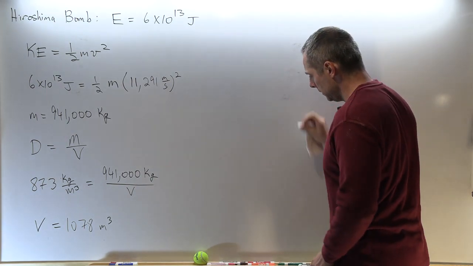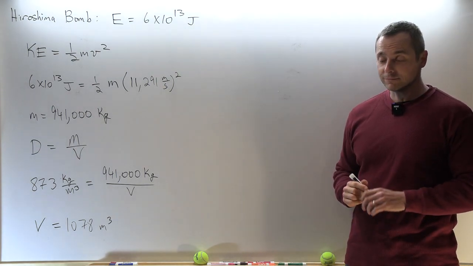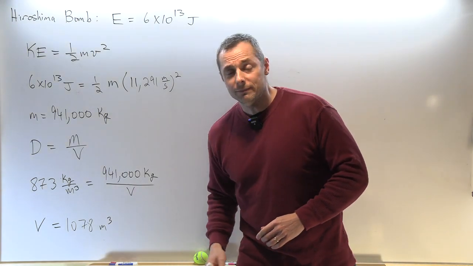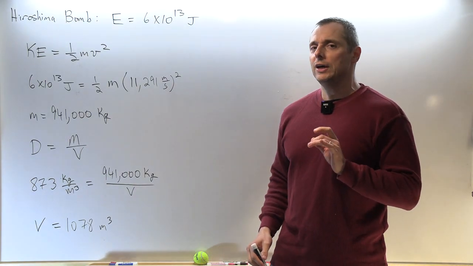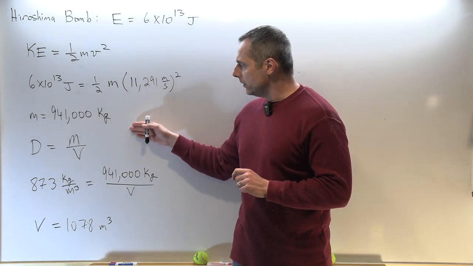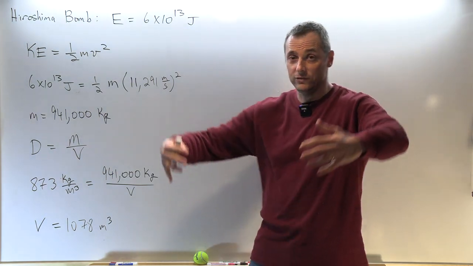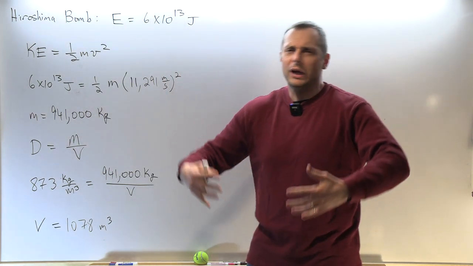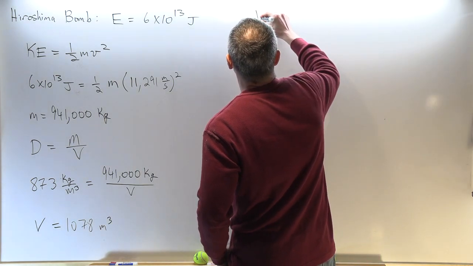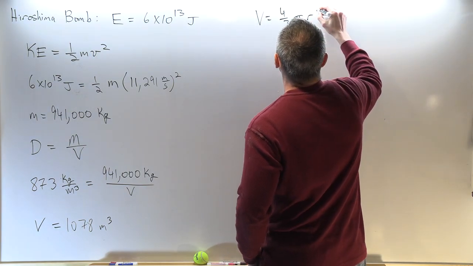So if you need a moment, I'm going to create a pause to allow you to copy this down. Moving on. Can you visualize that volume? I can't. So the last thing I'm going to do is calculate the size. Let's suppose this iron coming in with the kinetic energy equal to an atomic bomb blast is a sphere. Likely, right? It's some kind of round shape. So the volume of a sphere is 4/3 pi r cubed.